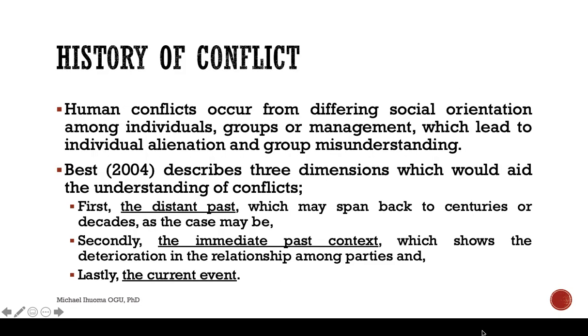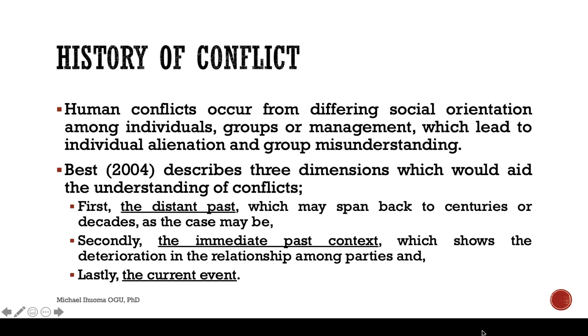Now, the history of conflict, coming down to the academic realm, is varied. There is so much literature on how conflict occurs, or how conflict has originated or evolved over the years. But one that is very instructive is the one proposed by Best, 2004. In trying to understand conflict, one must look at the distant past. The distant past is an aspect that must be interrogated. The immediate past must also be interrogated, as well as the current event. So conflict does not occur in isolation.